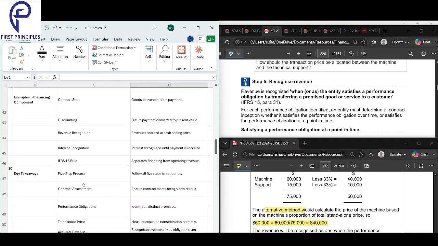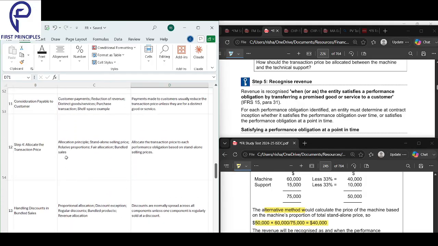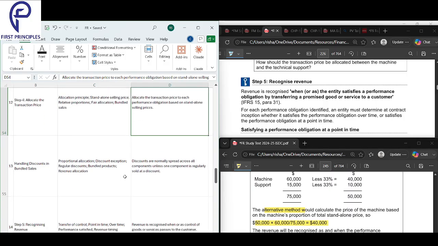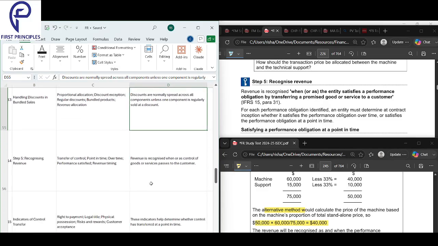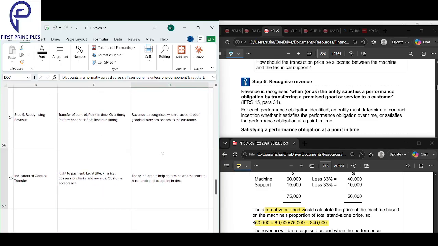Let's go through the theory around it. Based on the standalone selling price, on the relative proportions, you will do an allocation. Allocate the transaction price to each performance obligation based on the standalone selling price. Now you know how, right? Discounts are normally spread across all the components unless one component is regularly sold at a discount. You will spread the discount across all the components.